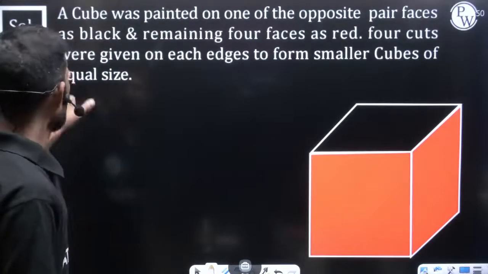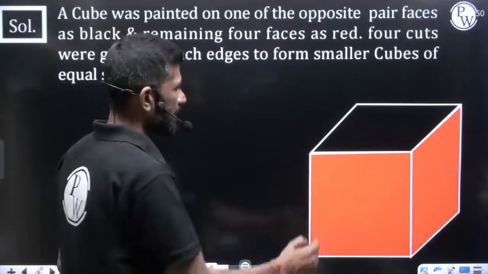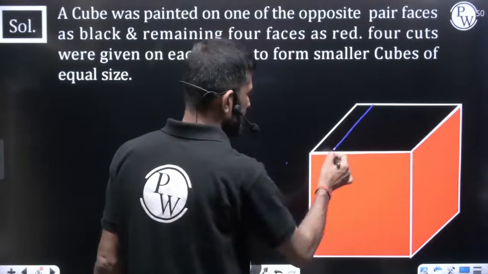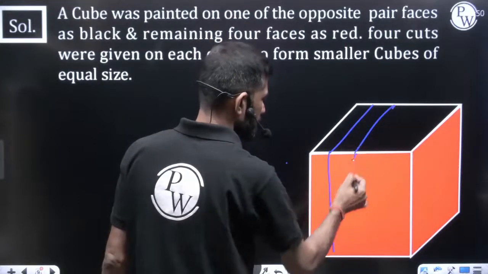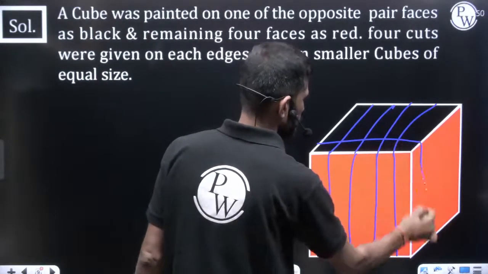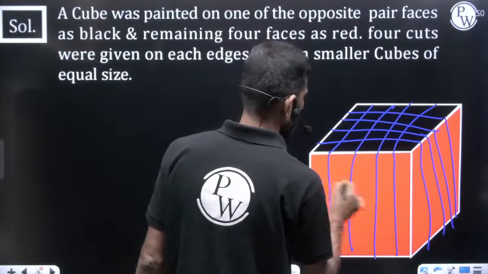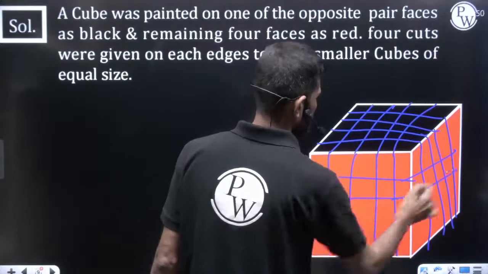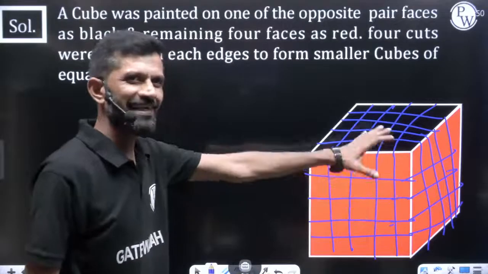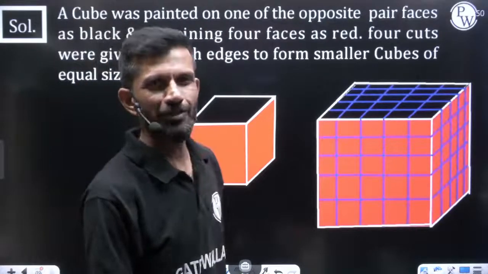Further, what they are saying: 4 cuts were given on each edge to form smaller cubes of equal size. We are giving 4 cuts on every edge, means this is 1, 2, 3, 4. Based on this they are asking how many smaller cubes will be formed. Why am I drawing like this? Here I'll get confused because I have already drawn this. Here it is: 4 cuts are given on each edge to form smaller cubes of equal size.